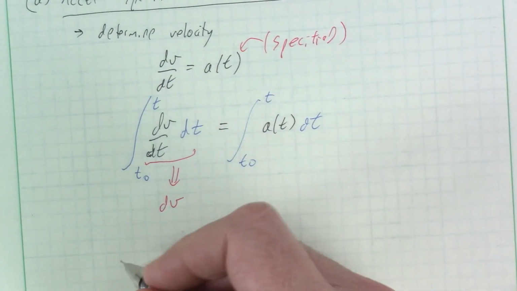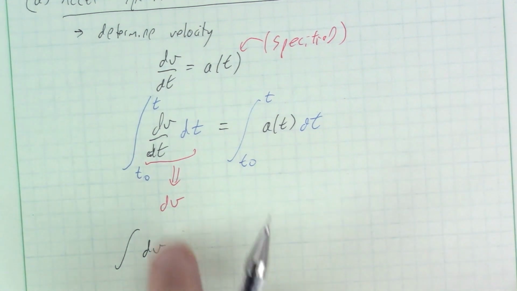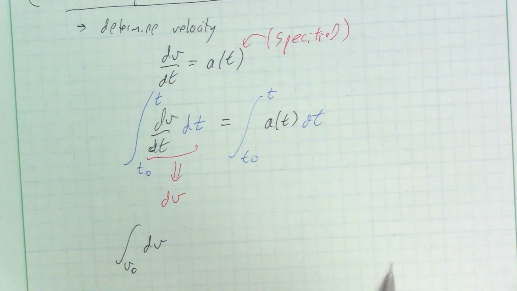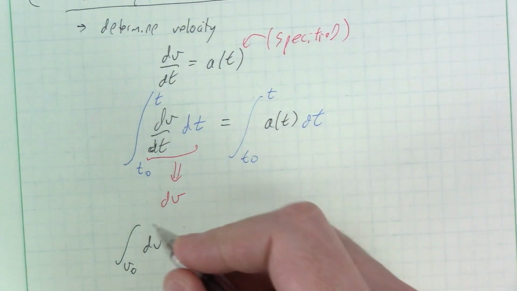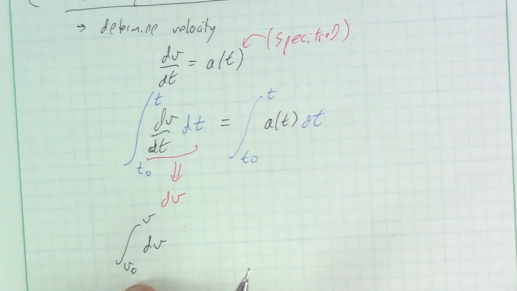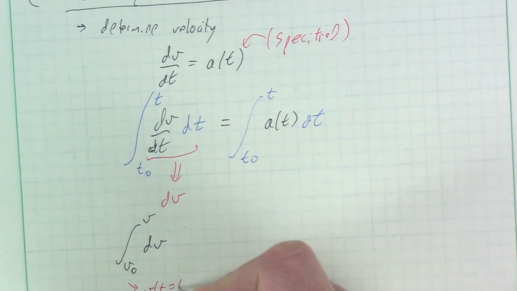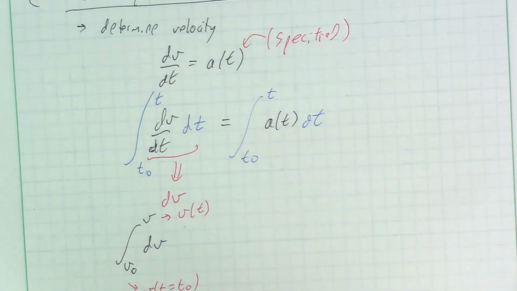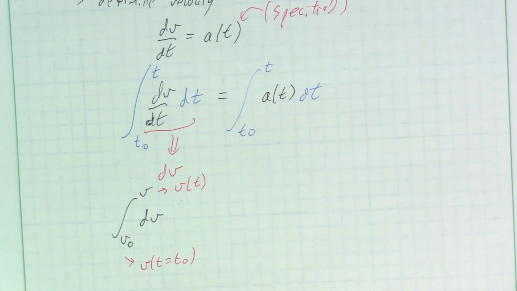Okay, but if we ever do that, now we have dv. Well, that means now we're going to write the velocity at the original time. So our integration variable is now velocity. I'm trying to be really careful with this right at the start here. What we're saying here is this is the velocity at time t equals 0, and this is the velocity at time t.